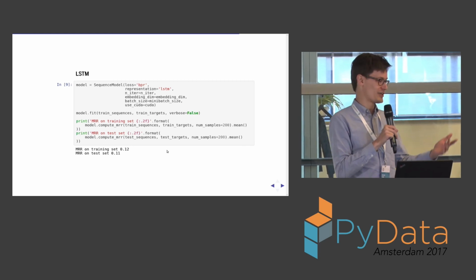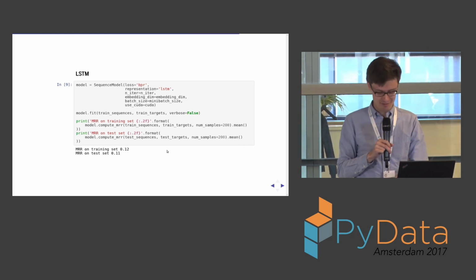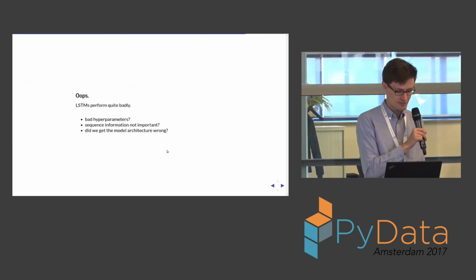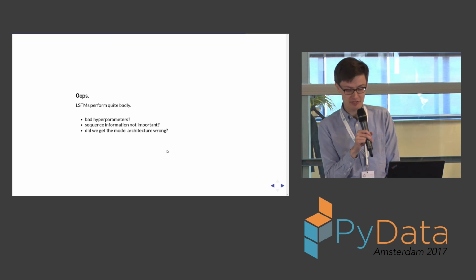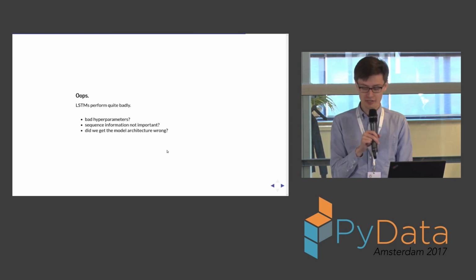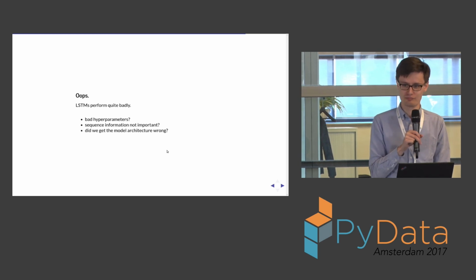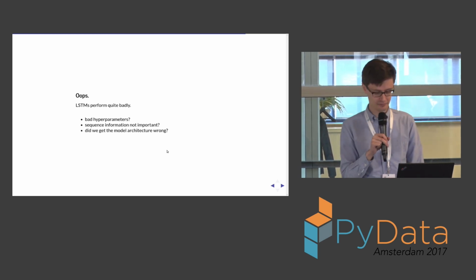So there are a couple of possibilities here. Did we set bad hyperparameters? Maybe the sequence information is not important. Or maybe, which is probably most likely, I got the model architecture wrong and it's doing something completely different than I thought it would be doing.